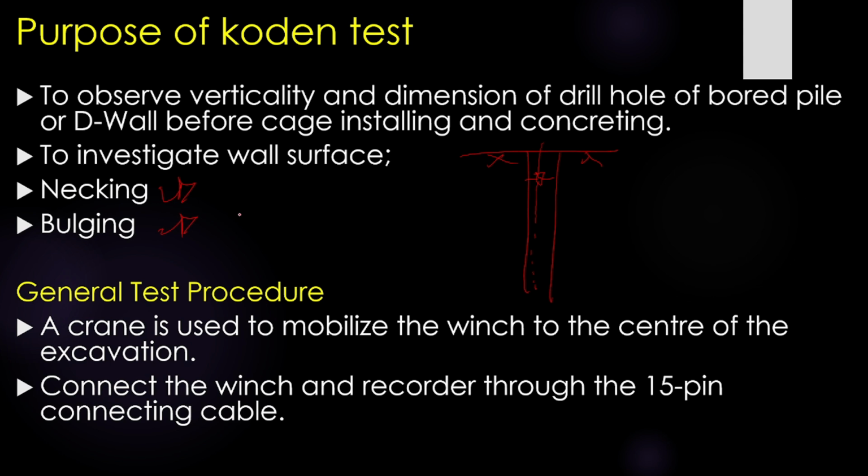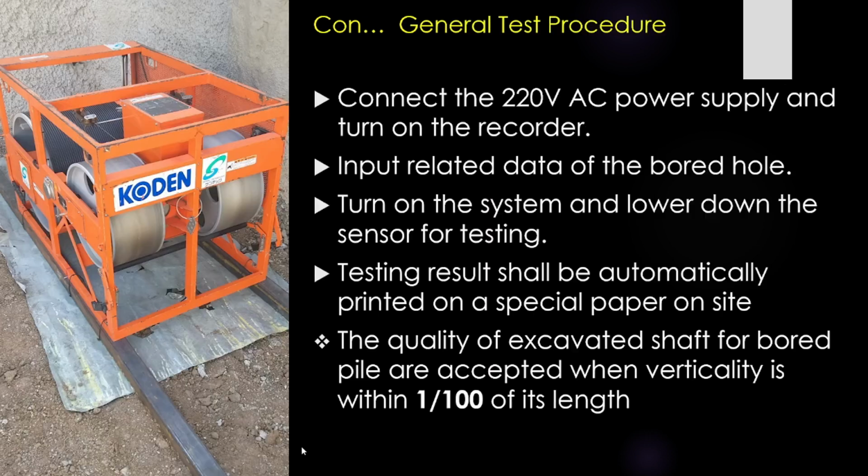Generally, the test procedure is that a crane is used to mobilize the winch to the center of the pile excavation, and then we connect the winch and recorder through the 15-pin connecting cable. This is the instrument, and then we connect a 220 volt AC power supply and turn on the recorder, and then input related data of the borehole, turn on the system and lower down the sensor for testing. Then the testing results shall be automatically printed on special paper on site.